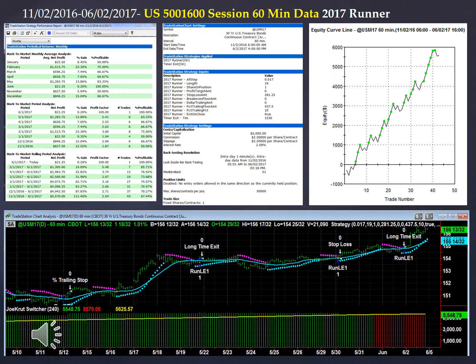Now the bonds have a very sharp, correct equity curve, but you can also see that the switcher has just turned red right here at the first part of June. There's been no losing months recorded, but it looks a little soft right here. The stop is pretty tight for bonds. It's 281.25, and it is a day trade, but it is a special session.